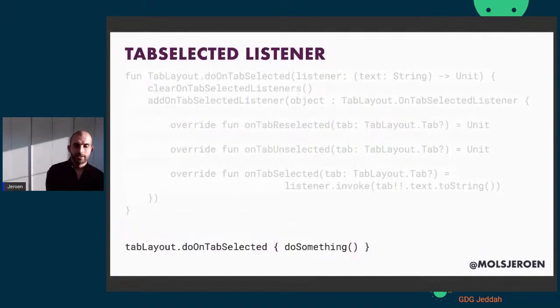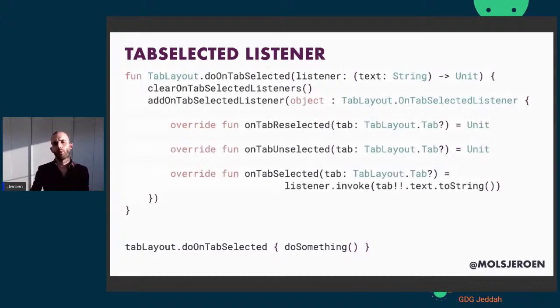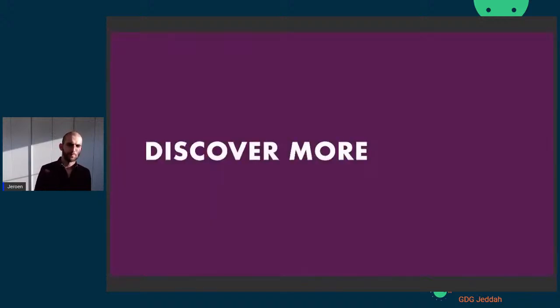Another thing that I had created, which is a bit weird that it doesn't exist. On a tab layout, you could create a function called doOnTabSelected, which then wraps this pretty verbose onTabSelected listener. First it clears the previous onTabSelected listener and then adds a new one. And then you can, in your code, more easily deal with tabs. So this is just a quick introduction on how you could write your own things.